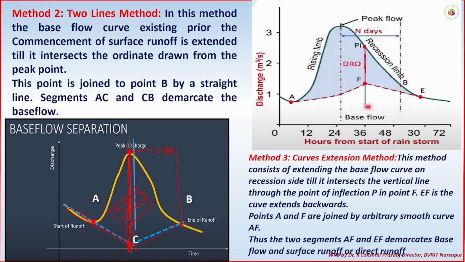That is second. Once you extend that, where this line cuts it, so this is the second point. The third point is the end of runoff. That is always the same, n days, where n is equal to 0.83 into A to the power of 0.2. Use that and put it. Now join this. Below this is base flow, above this is direct runoff. So these are the three methods which we can use.